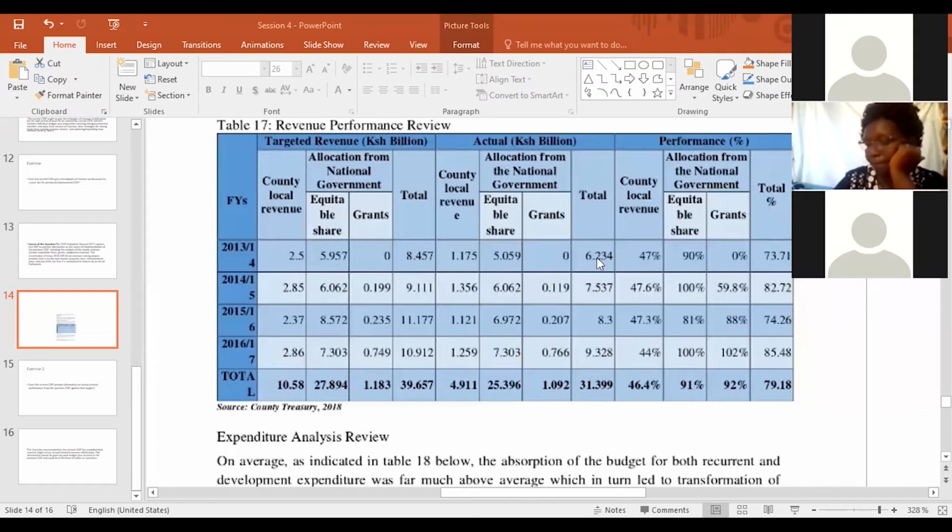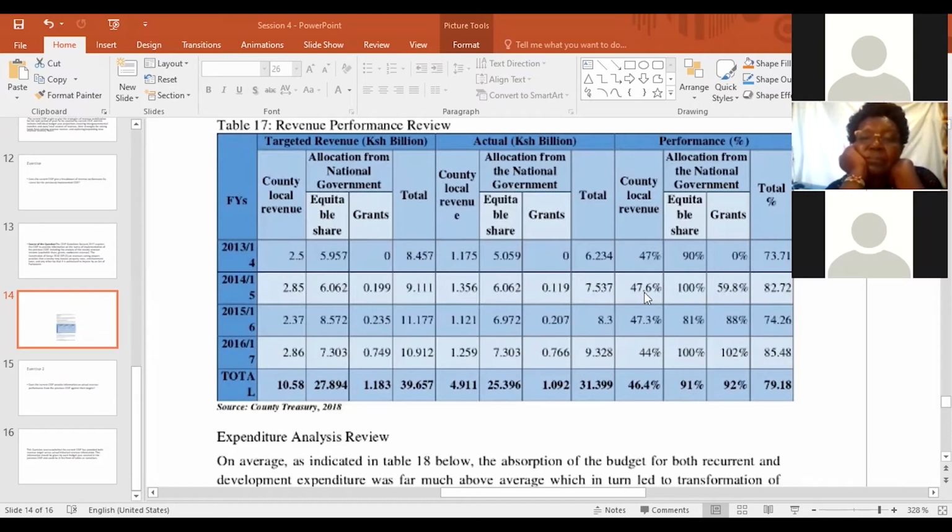So in 2013 it was at 6.2 billion. 2014 it was at 7.5 billion. But let us see. Yes, there was an increase in budget allocation. But what about absorption? How did they utilize that money? With regard to the county government, they said that they will collect 2.85, but they ended up collecting 1.356. So this means that they collected 47.6%, which is below average.